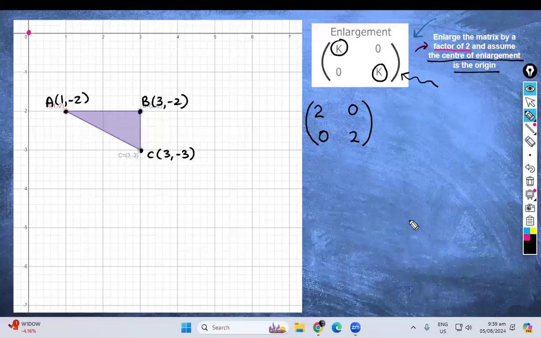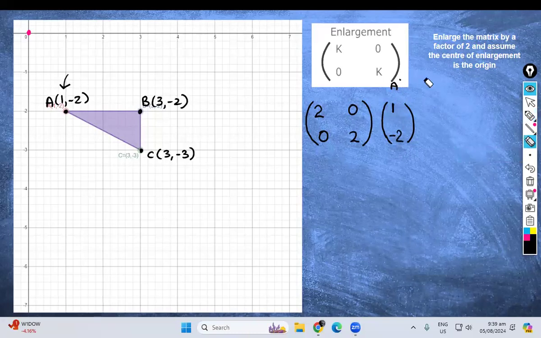And here's what you have to do. I want you all to actually do it, just to say you could have done it. I want you to take this matrix and multiply it by point A. When you're multiplying it by point A, you have to write A vertical. I think you all know this already. A is (1, -2), so you write it with the x coordinate on top and the y coordinate underneath. This is A prime. This is A, by the way.